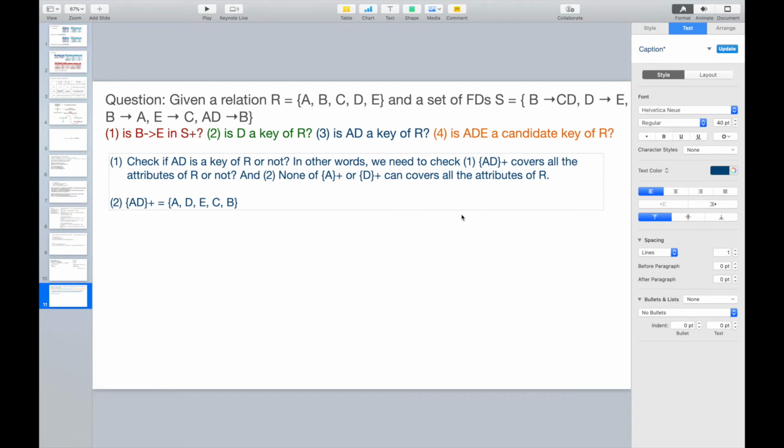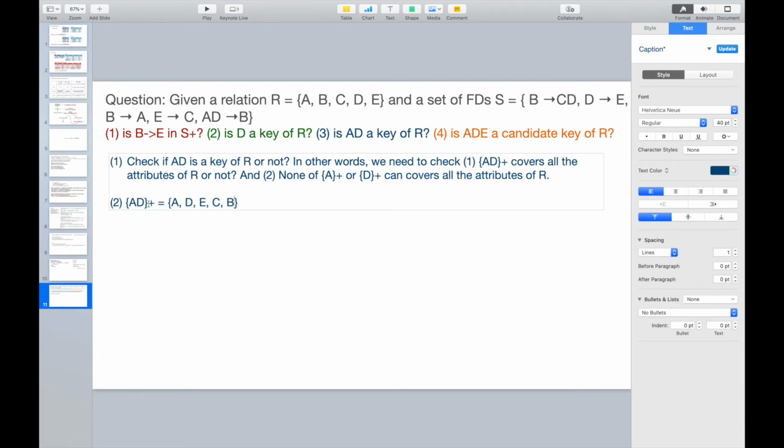And we start the process again. B implies CD: we have B, we have CD as well, so we ignore this one. D implies E: we have E already. B implies A: we have A already. E implies C: we have C already. AD implies B: we have B already. In other words, in the second loop we do nothing, and we stop and return.